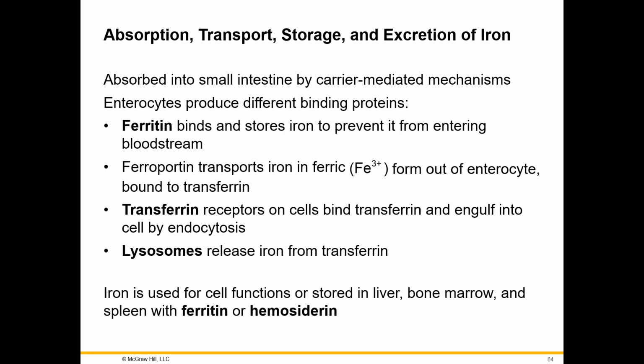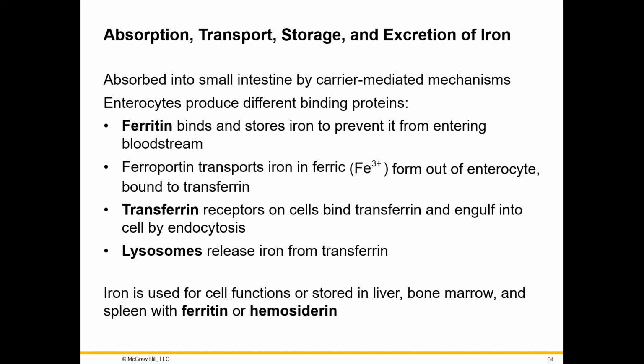Well, ferritin is the first protein inside of the enterocytes, and ferritin can bind iron, and then it'll serve as a storage protein that'll sequester that iron within the cells and regulate its release into the bloodstream, and that'll prevent excess iron from causing harm. Ferroportin is the only known iron exporter protein in enterocytes. It transports iron in its ferric form out of the enterocyte.